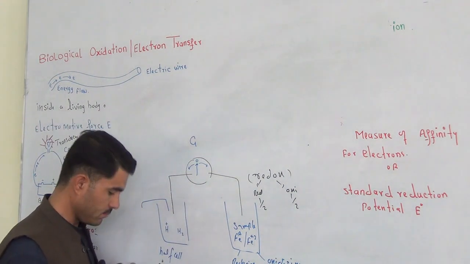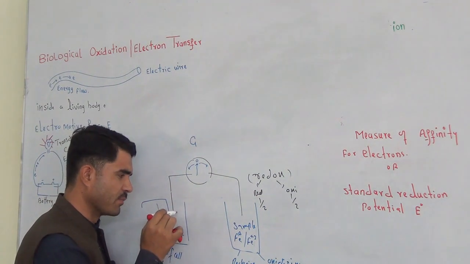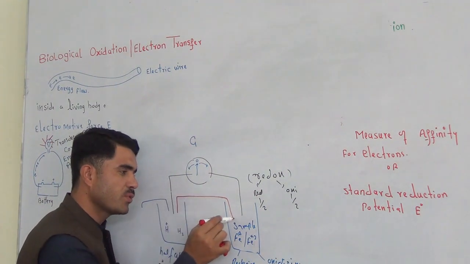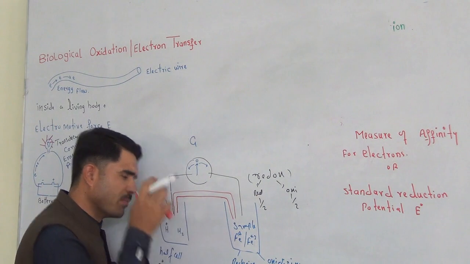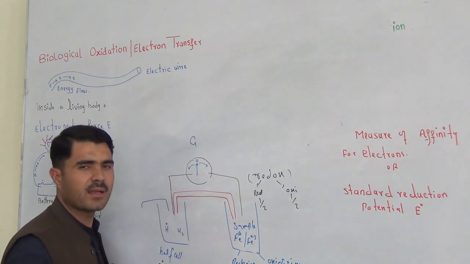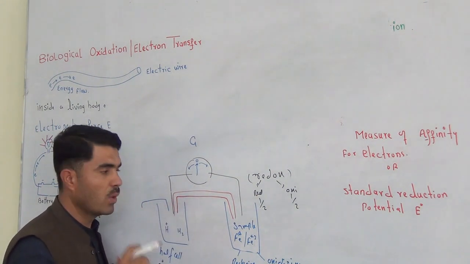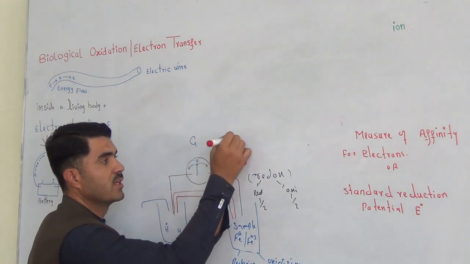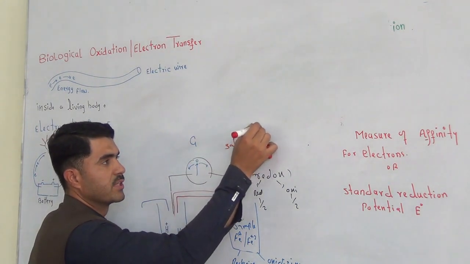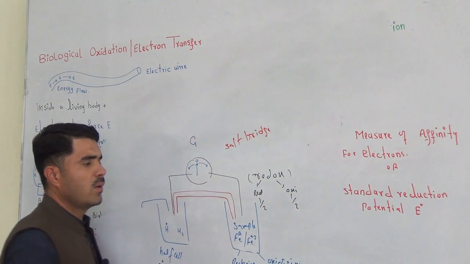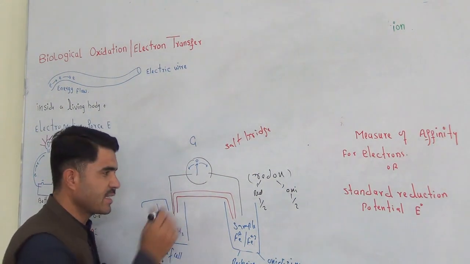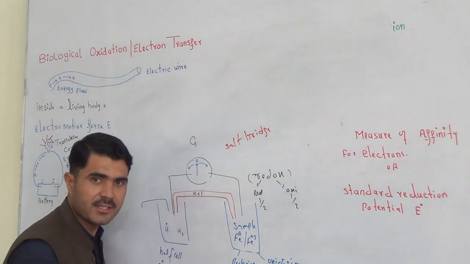And now there is one thing more. In between these two solutions, we will place a small device, another pipe, which is called a salt bridge. What is the function of the salt bridge? It contains potassium chloride.